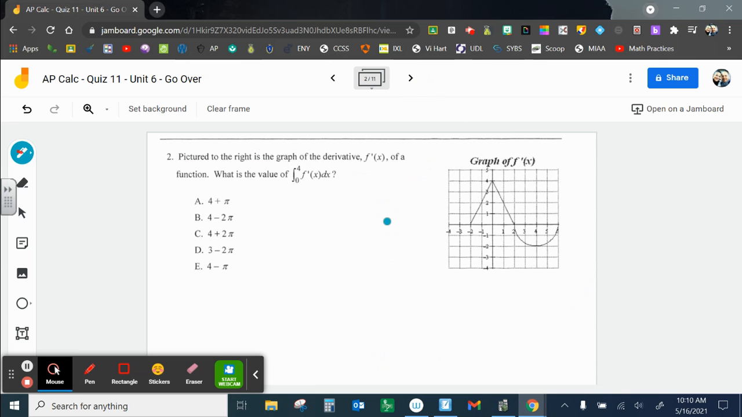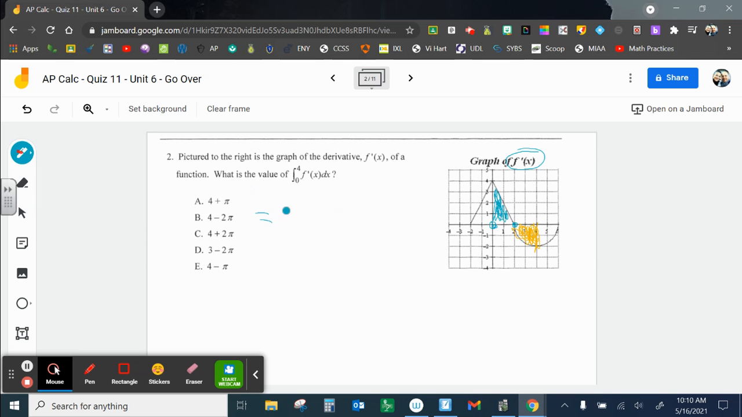All right, let's jump over to number 2. Pictured to the right is the graph of the derivative, and they label it, which is good, of a function. What is the value from 0 to 4 of f(x) dx? So even though we have the calculator, what we're trying to find out, the integral is the area between the curve and the x-axis. So I'm going from 0 to 4. So from 0 to 2 is this triangle. That's a positive value. And then from 2 to 4 is below the x-axis. This is a negative value between the curve and the x-axis. So let's go through and find these areas.